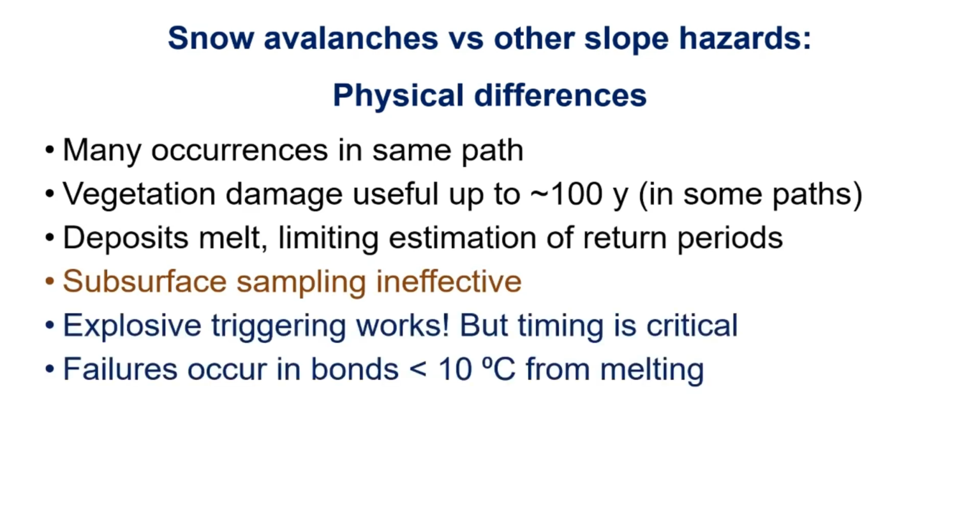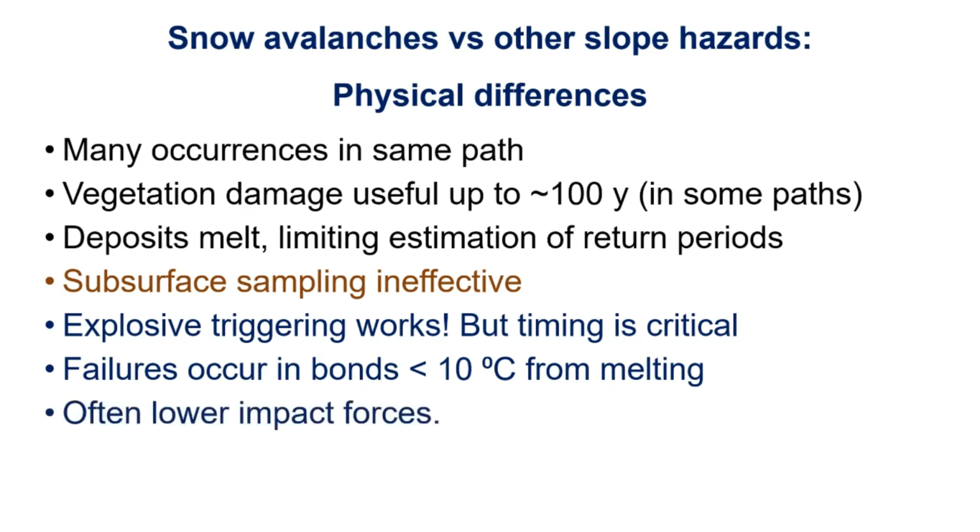Fortunately, explosive triggering can be quite effective. However, because the failures that release snow avalanches occur within about 10 degrees of the melting point for the ice bonds, the timing can be quite critical. Sometimes the window for intentional triggering is as short as an hour.